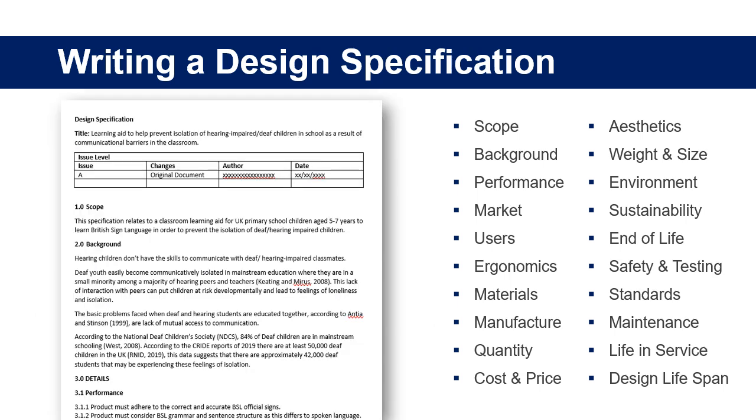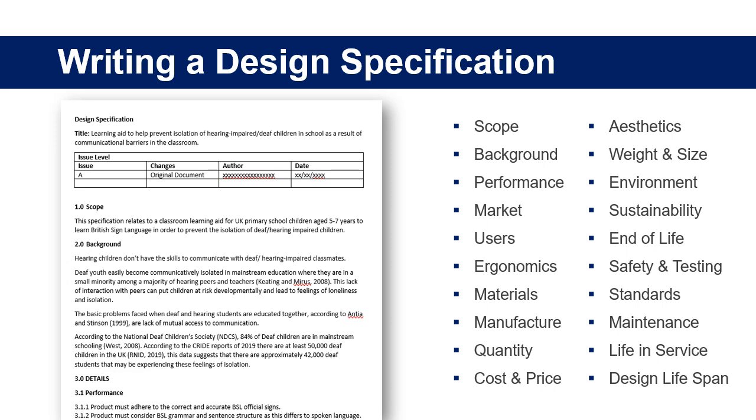That list we have says scope and background and performance. So you can see an example on the left hand side of the screen there of a design specification that was written for a learning aid for hearing impaired or deaf children to use in schools. So the first section we can see, which is labelled 1.0, is scope, and the scope essentially narrows down, puts boundaries on what this project is actually about.